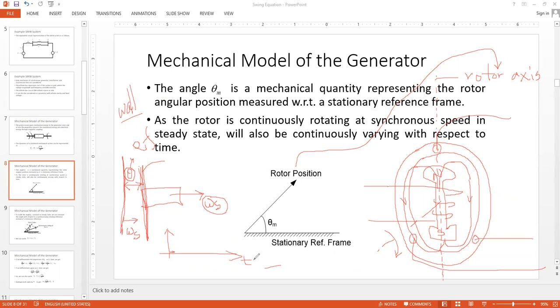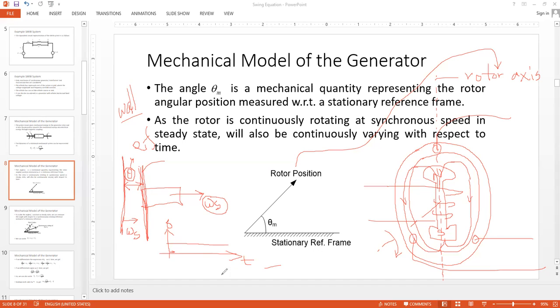So with respect to time, let's call this distance as something else, delta. This is my delta now, not theta, just to differentiate between absolute measurement and relative measurement. So with some initial non-zero value of delta, this will remain constant. Is it clear?